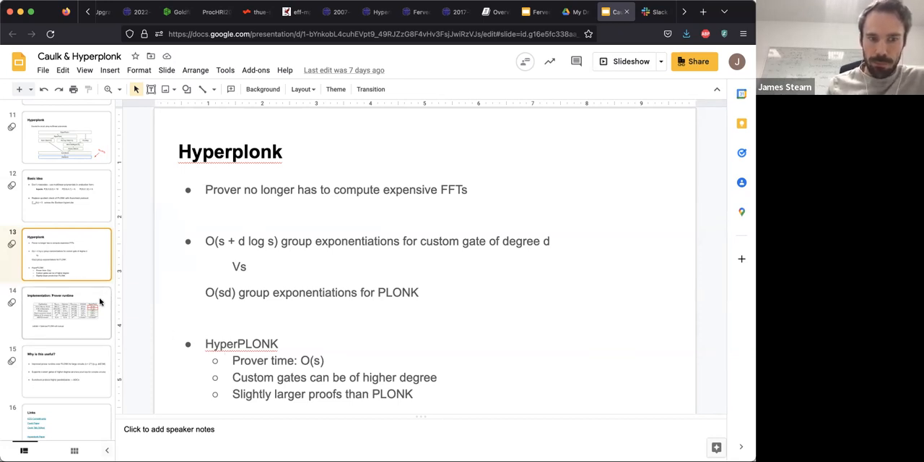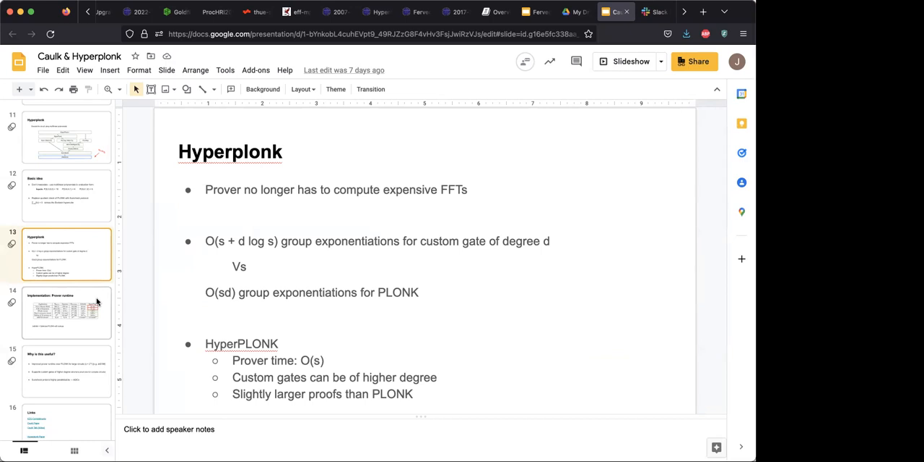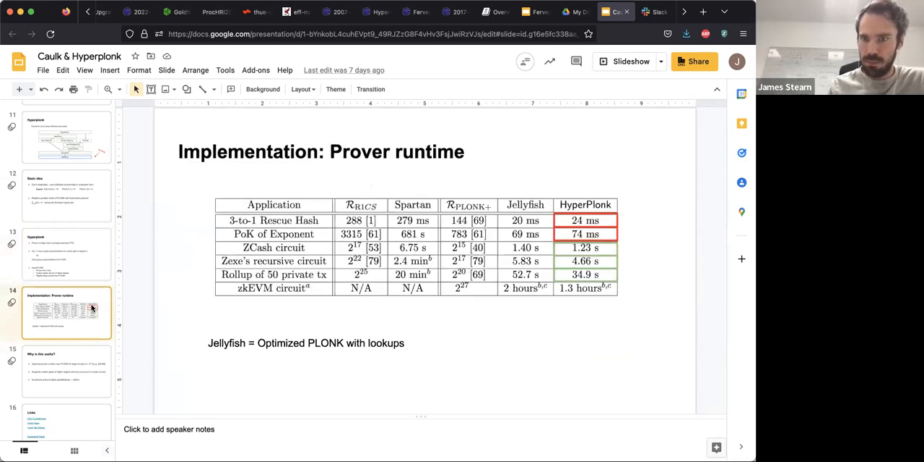For example, if you have a very large circuit and you wanted to use a lot of custom gates, when we're using Hyperplonk, it can reduce the prover time. For smaller circuits, it's not as effective, or we don't see the advantage. We can see here, for example, in a roll-up, for example, 50 private transactions, it gives us quite a significant speed up.